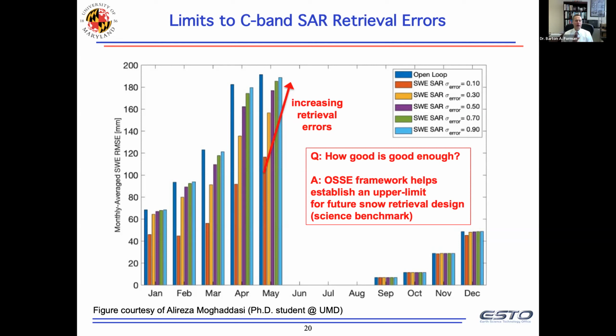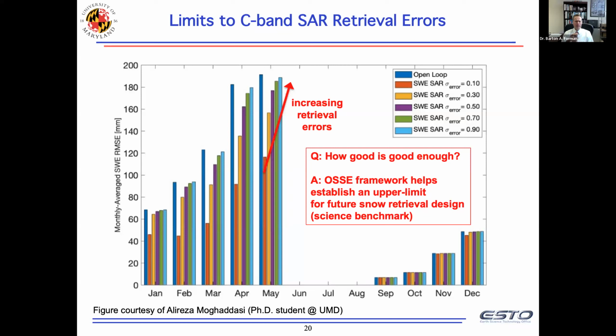And the OSSE framework can help us establish an upper limit so that we could say, okay, our models need this or better. We need you, the retrieval and instrument designers, please figure out a way to estimate snow from space with an error of this or less, so that when we incorporate it into our model and we get runoff and everything else that we care about, that these snow retrievals cannot give us directly, we know that we're actually going to improve our estimates of runoff if you can give us snow retrievals with this much error or less.